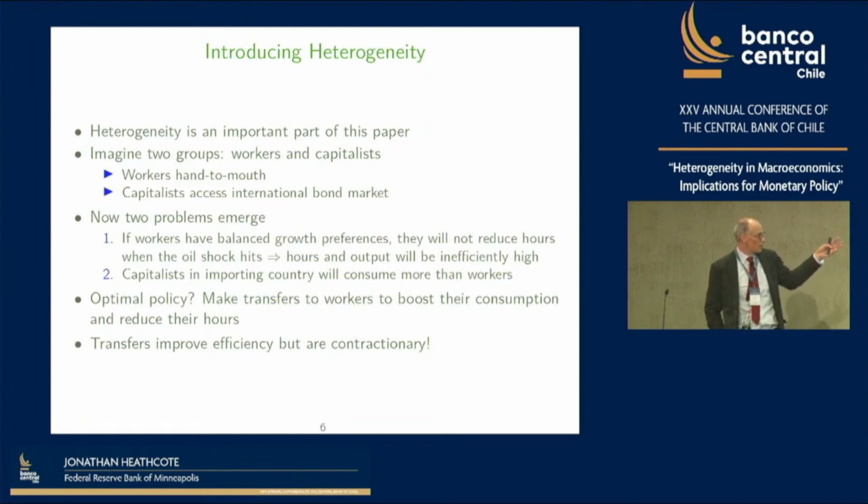You want to, maybe through deficit financing, make transfers to the workers. That's going to increase the consumption of the workers, and through wealth effects, reduce their hours, and that's going to push you in the direction of efficient allocation. So transfers in this flexible price, flexible wage setting are going to improve efficiency, but they're going to reduce output.